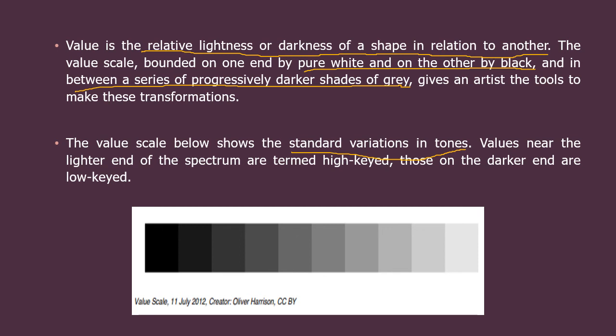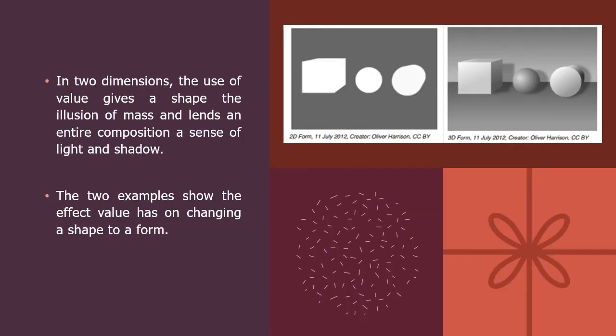Values near the lighter end of the spectrum are termed high keyed, and those on the darker end are low keyed. So this is the value scale, from the light color or pure white until the black, with the shades of gray in between. In two dimensions, the use of value gives a shape the illusion of mass and lends the entire composition a sense of light and shadow. This is usually in the shadow forms. The two examples show the effect value has on changing a shape to a form.